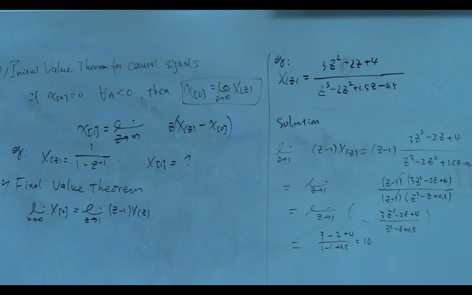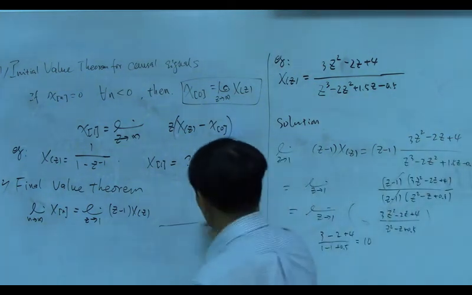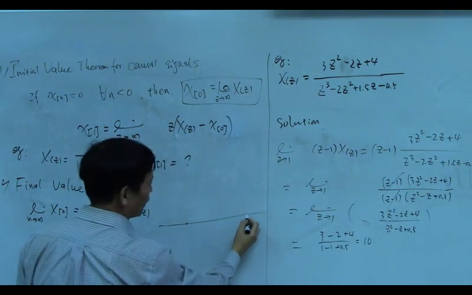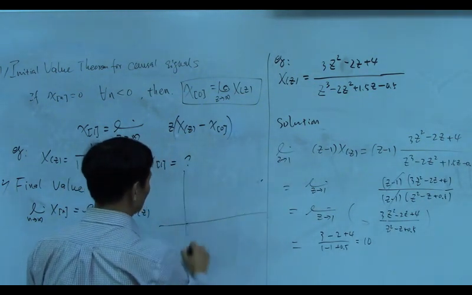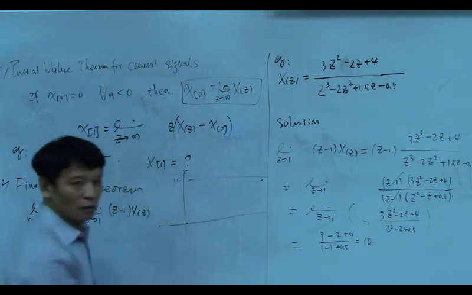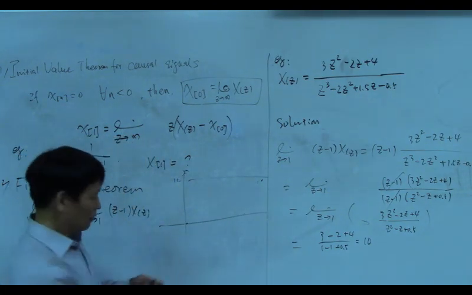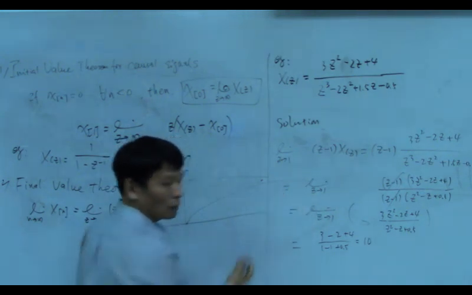Can you imagine what the response of the system is? Suppose this is the output of the system. Can you draw what it looks like? It will be like this: the initial value equals 0, and the final value equals 10 here. This is 10. So possibly like this.